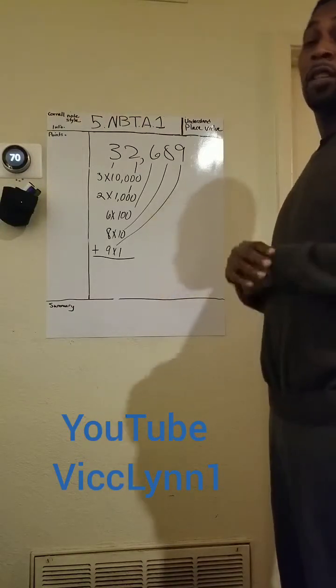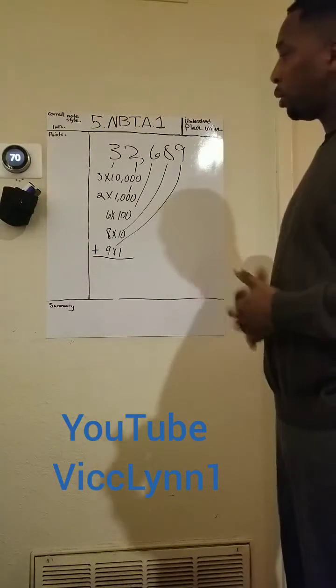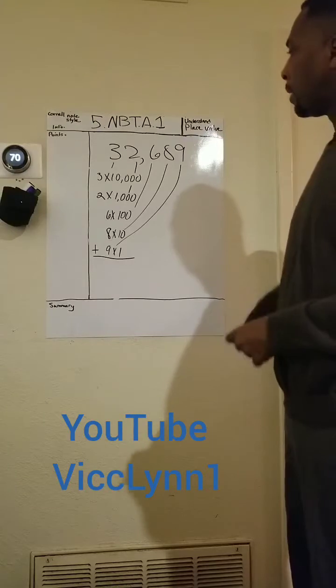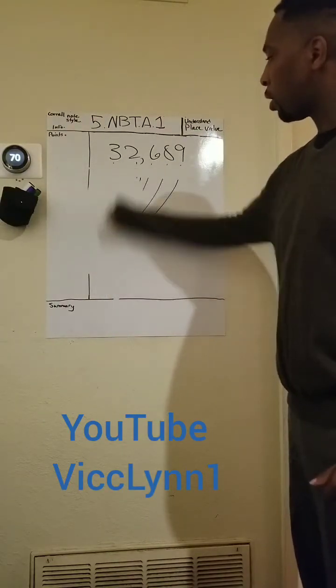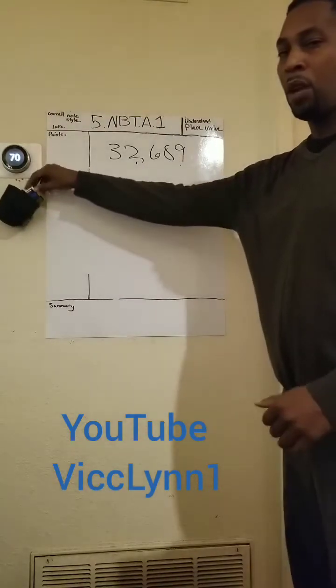Today's math lesson is going to be on writing the expanded form of numbers. That's when your child has to break down numbers such as this right here, such as 32,689. The way they're going to break that number down is by knowing the place value of each number.